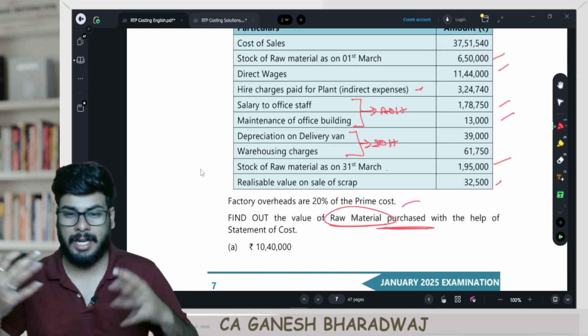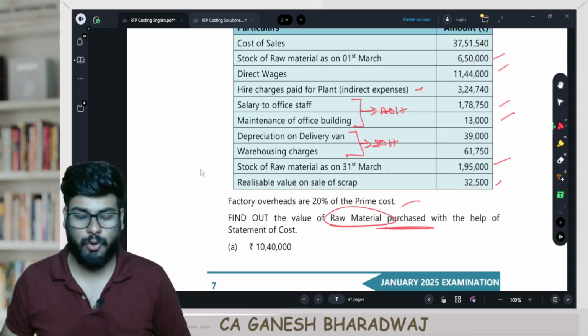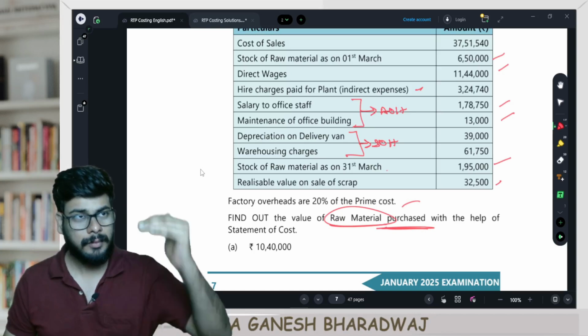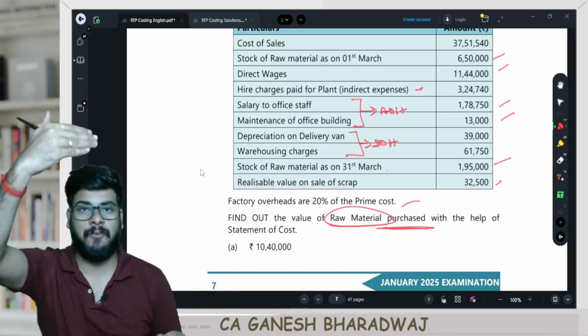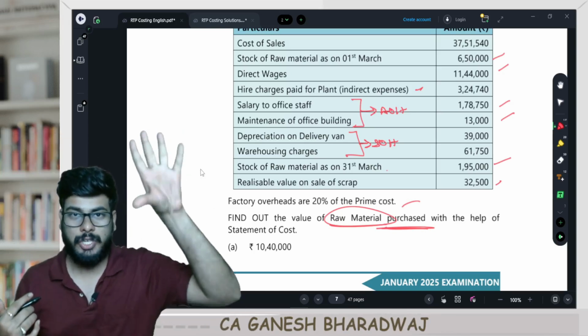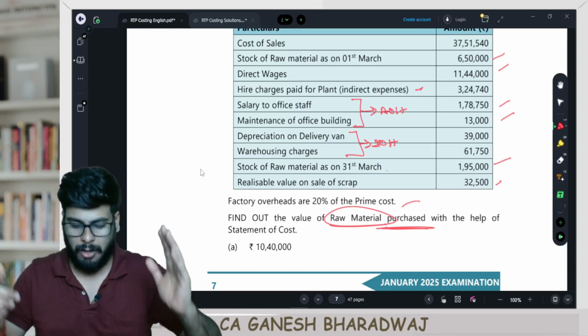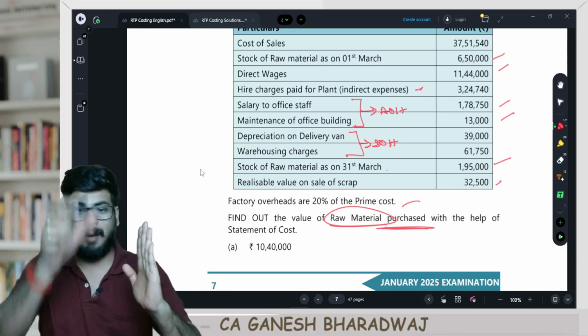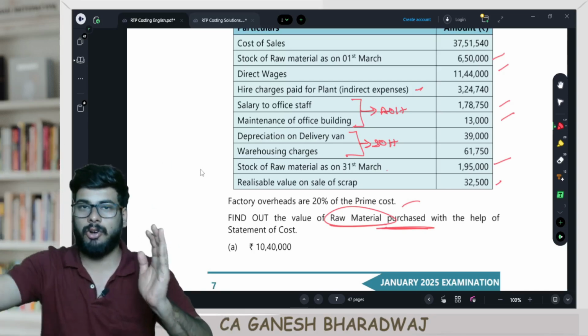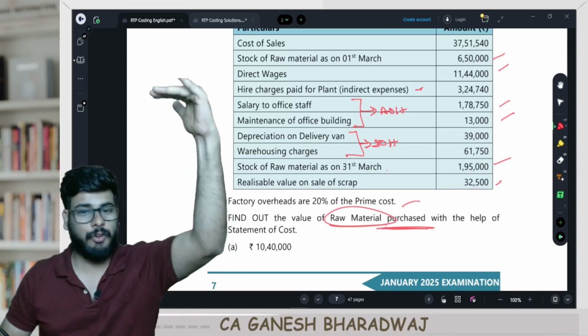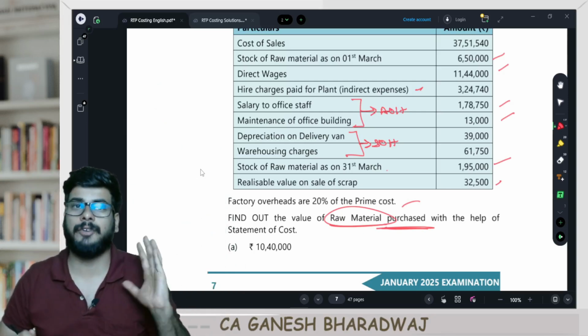So this is basically a reverse working question. How do you go about with this? Very simple. You first write down the format of cost sheet. Once you have written down the format of cost sheet, I would suggest that you maintain 3 columns: particulars, amount, and then a broad column for workings, right? So first the particulars column, fill in the format of cost sheet.